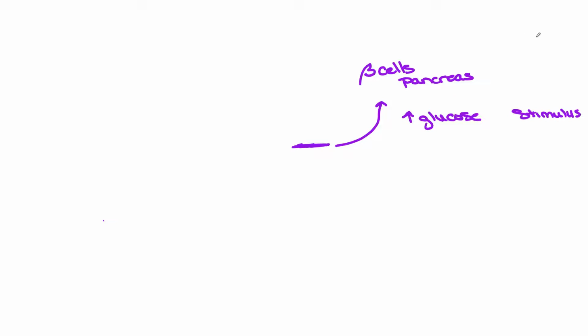Say your normal blood glucose levels are somewhere here. And as the blood glucose level starts to increase, that is our stimulus. That increase is detected by the beta cells of the pancreas. So the beta cells are our receptors, and those beta cells are also going to make a decision about what to do. So they're not only the receptors, but the beta cells of the pancreas are also the control center.